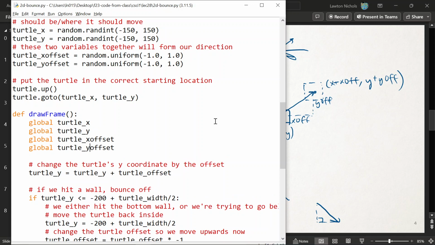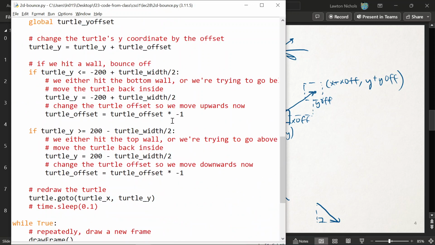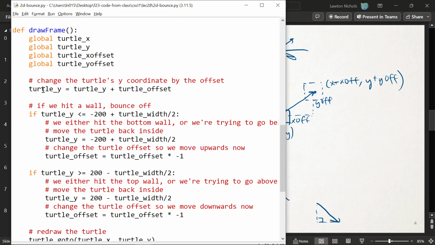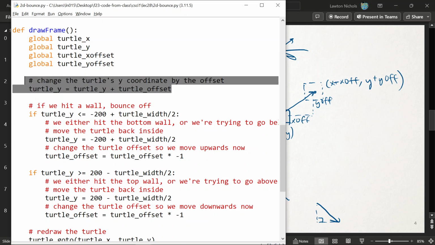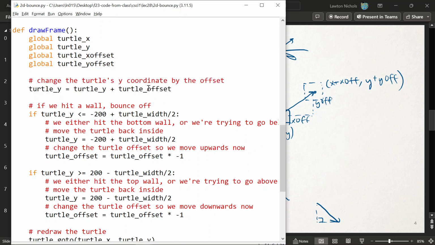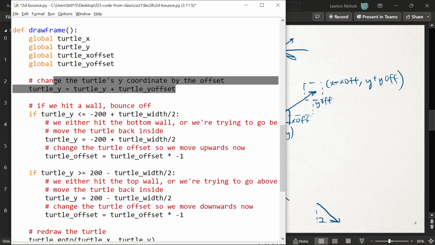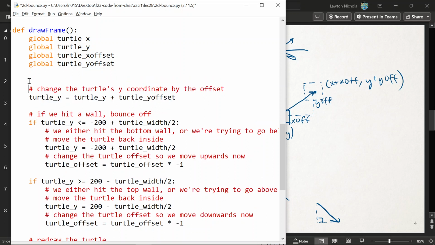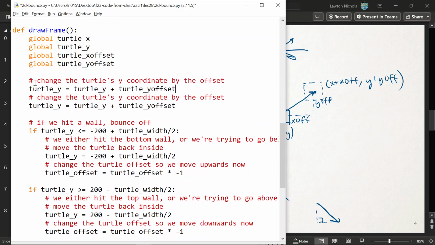So there's all that, and let's see. Yeah, so change the turtle's x-coordinate by the x offset and the y-coordinate by the y offset. So turtle y gets changed by the y offset each frame, and same with the x-coordinate. Does that make sense? We're changing it by however much we said to change it by, plus the x offset, so it's changing each time.